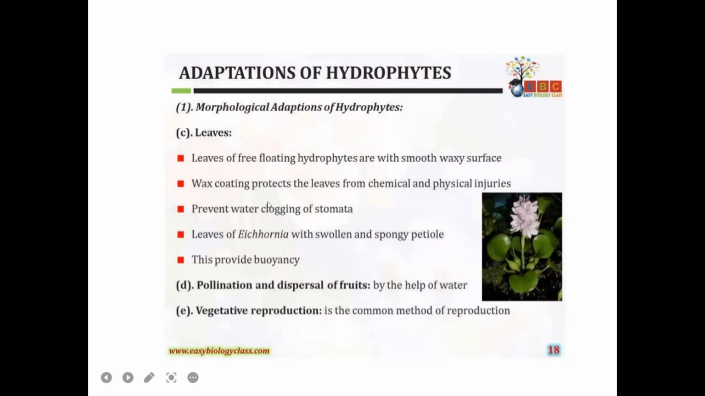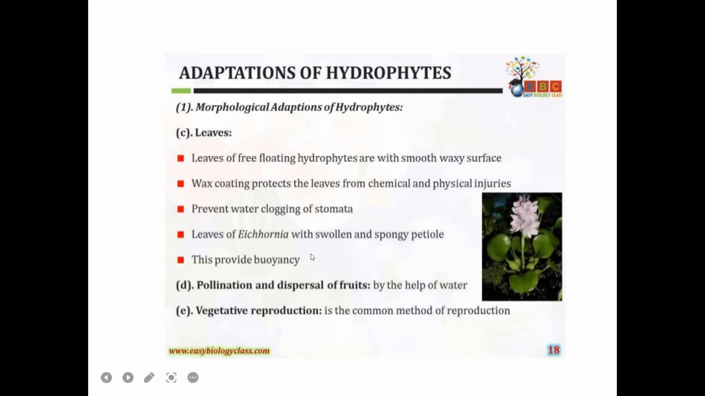So wax coating protects the leaves from chemical and physical injuries, and it also prevents the water clogging of stomata. Leaves of Eichhornia with swollen and spongy petiole. So in Eichhornia, the petiole is swollen, and it is called a spongy petiole.